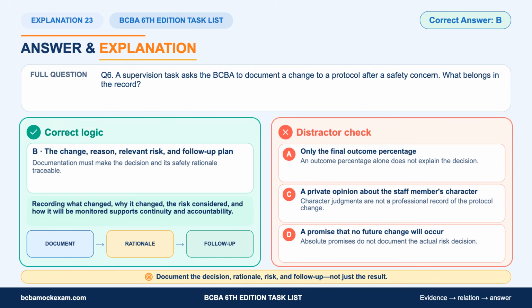A. An outcome percentage alone does not explain the decision. C. Character judgments are not a professional record of the protocol change. D. Absolute promises do not document the actual risk decision. Document the decision, rationale, risk, and follow-up, not just the result.